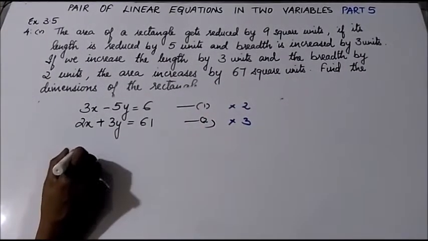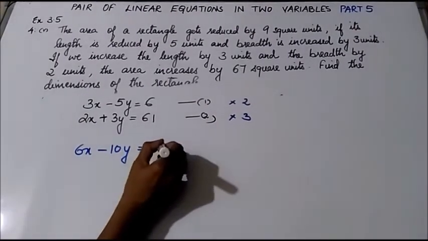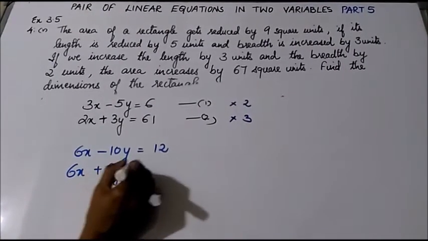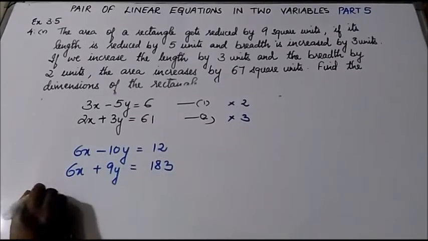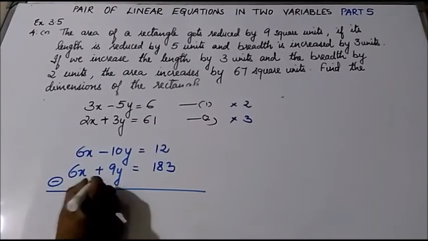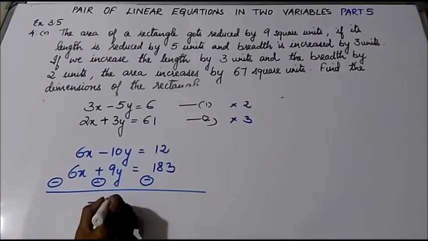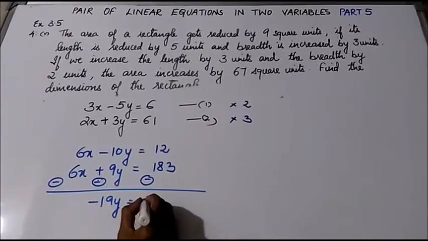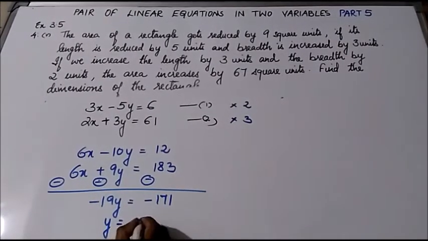What will we get here? We will get here 6x minus 10y is equal to 12. Here we get 6x plus 9y is equal to 183. We subtract both the equations. We get here minus 19y is equal to minus 171. y is equal to 9.